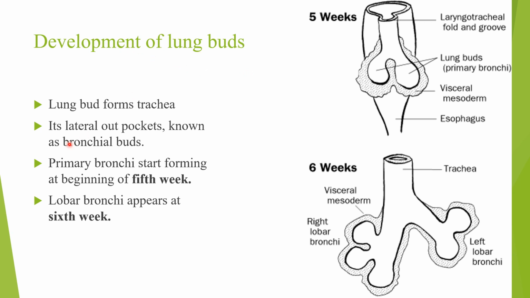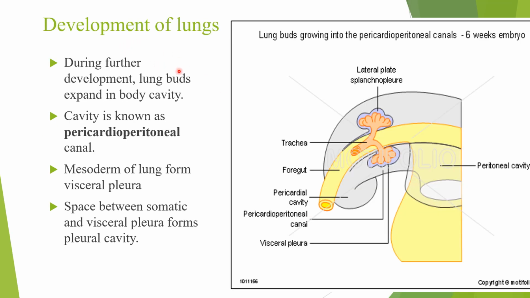So, the development of lung buds: next the lung buds form the trachea. Its lateral outpockets are known as the bronchial buds, and primary bronchi appear in the fifth week of development, and the secondary or the lobar bronchi appear in the sixth week of development. During further development, the lung bud expands in the body cavity. In this diagram, you can see this yellow is the foregut tube, and this darker color is the tracheal bud or lung bud, which divides into two, the right and the left lung bud. This area is the pleuroperitoneal canals in which this lung bud is growing.